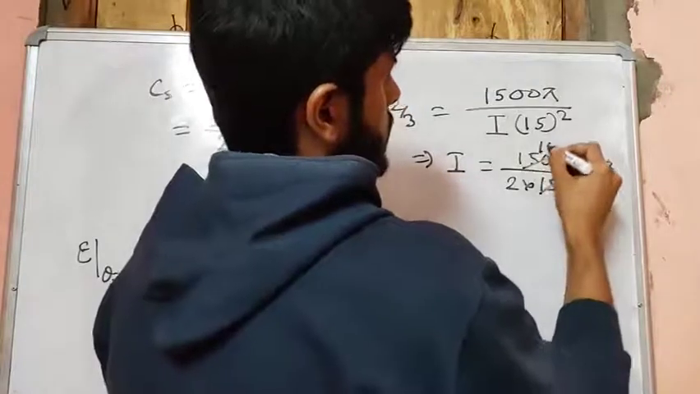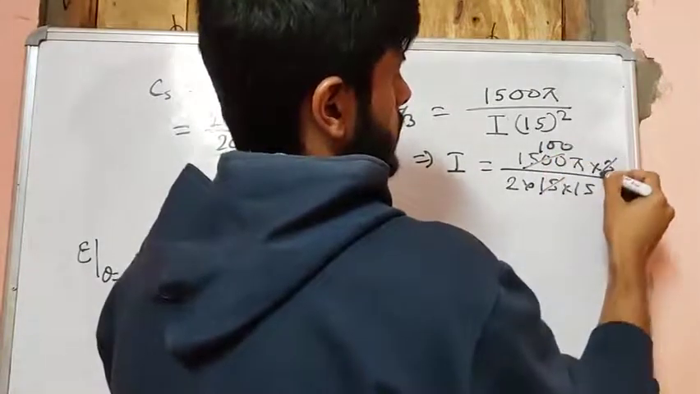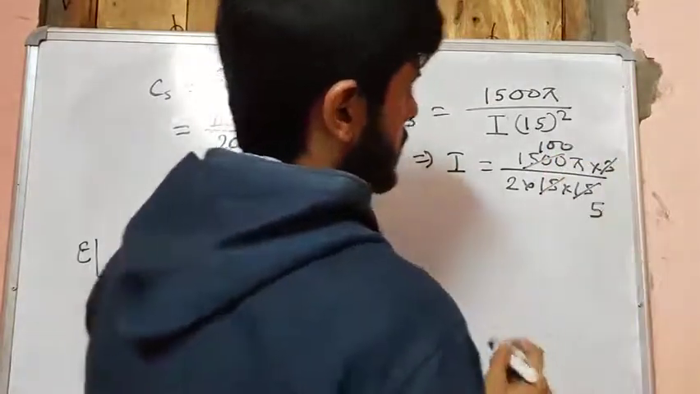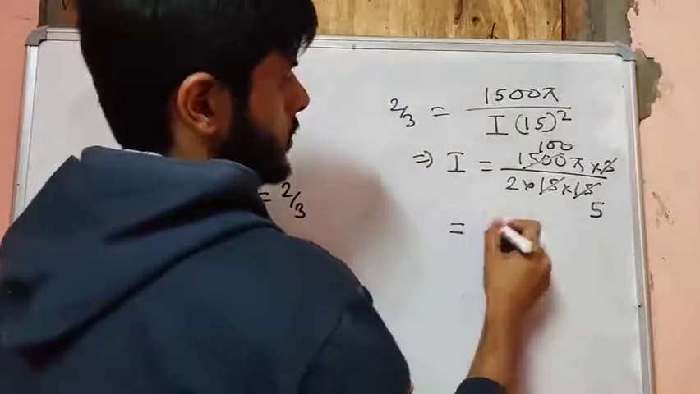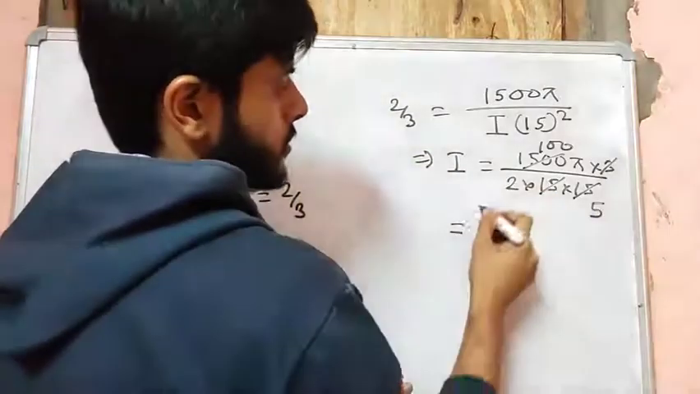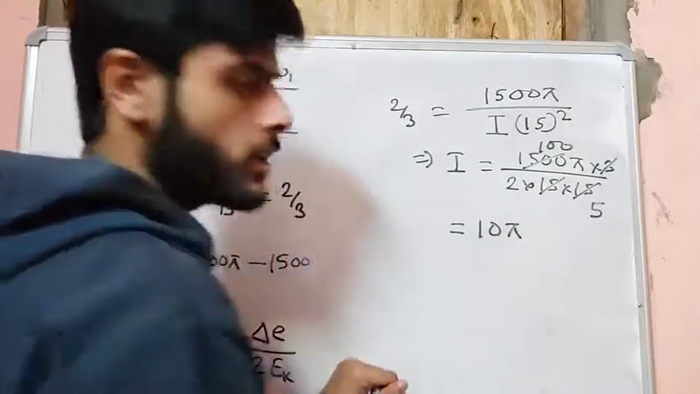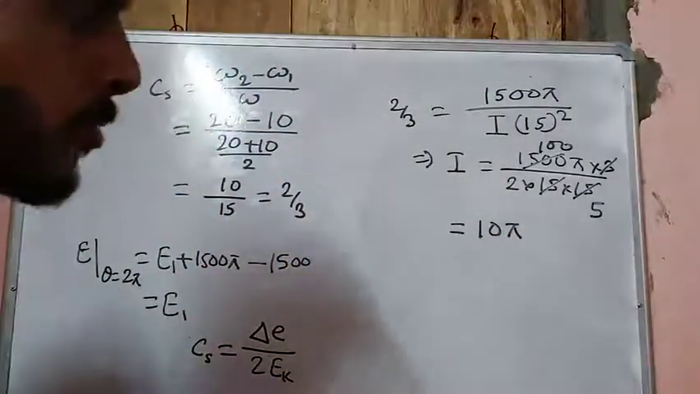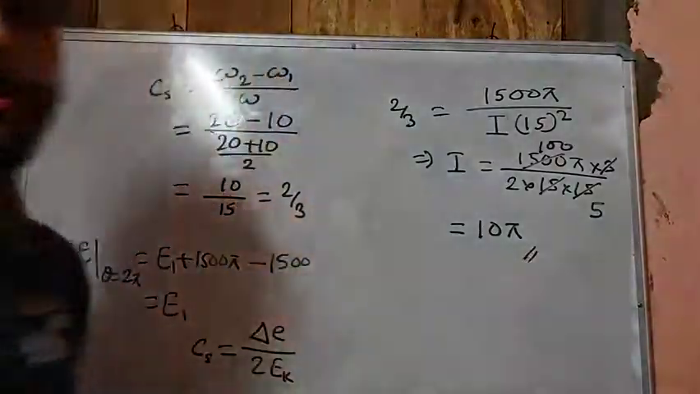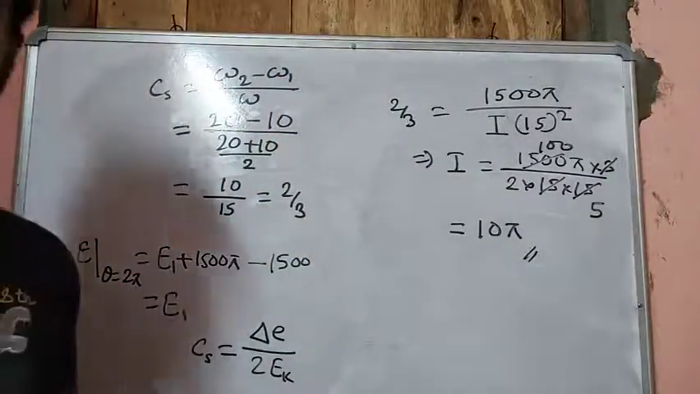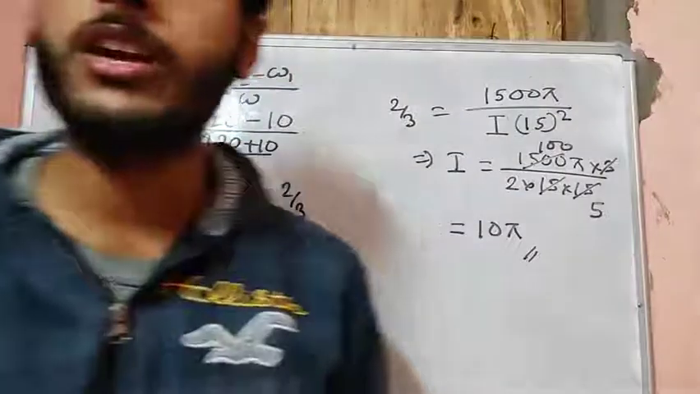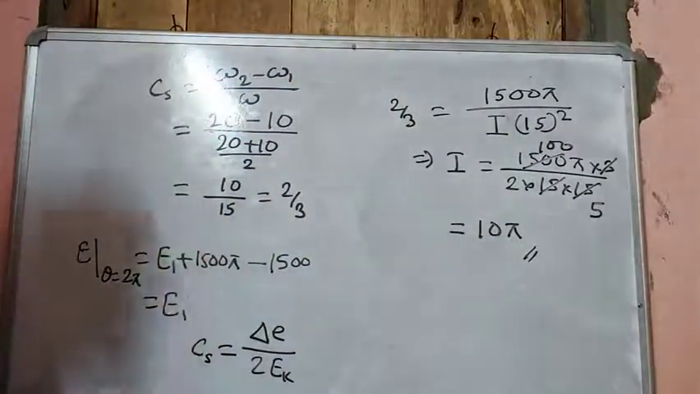So this is 1500 pi by 150, so that is 10 pi. Okay, so 10 pi is the moment of inertia of the system. This is by method 1. We will also try to use another method and see how to solve the same problem.